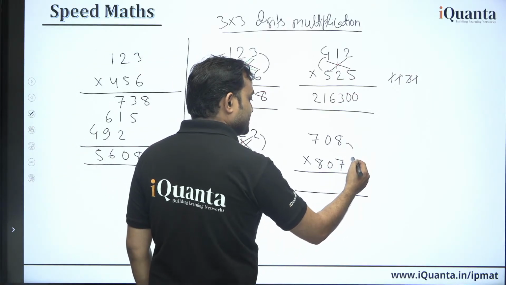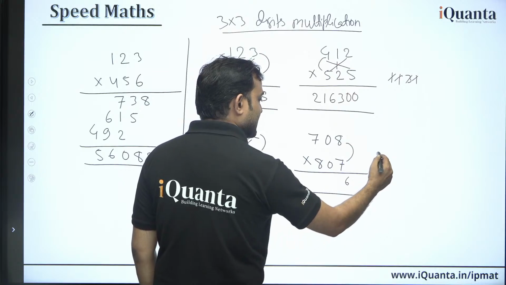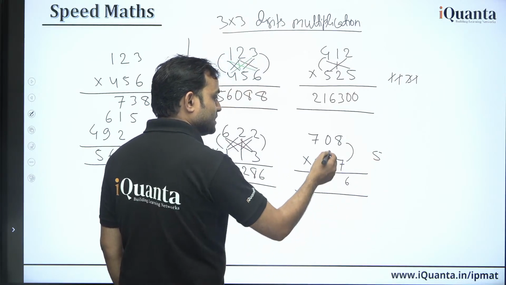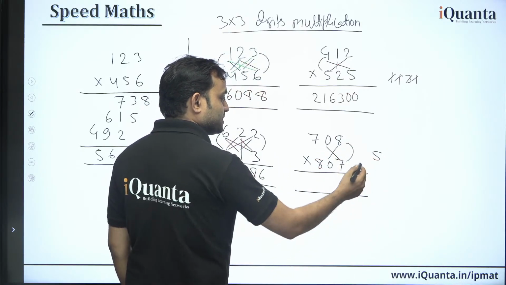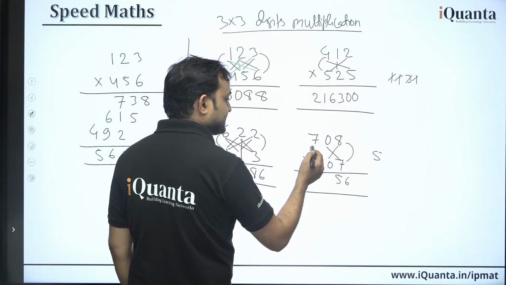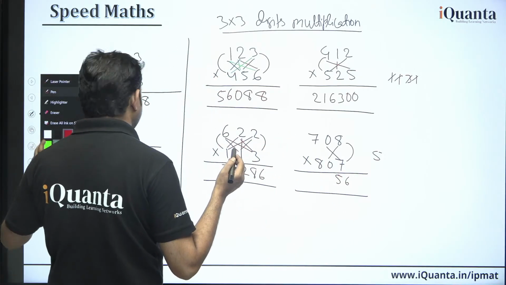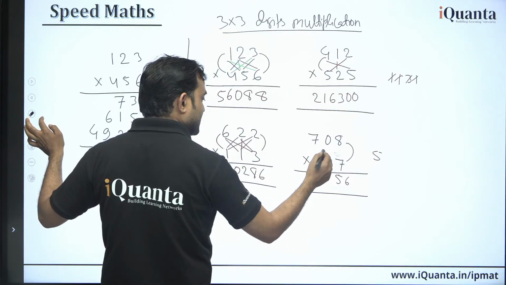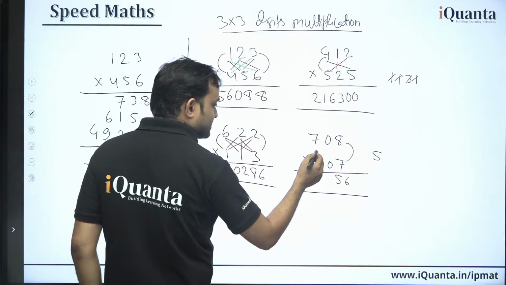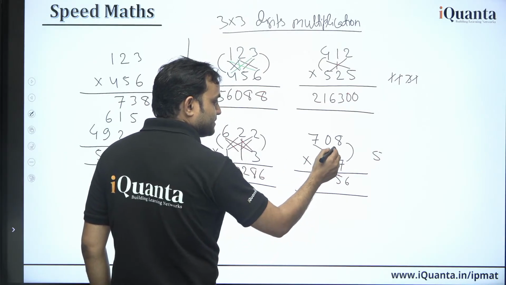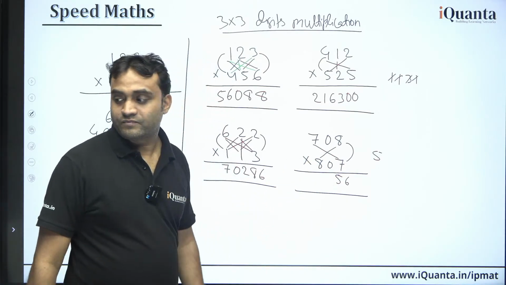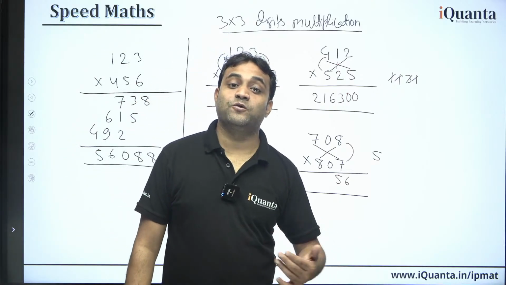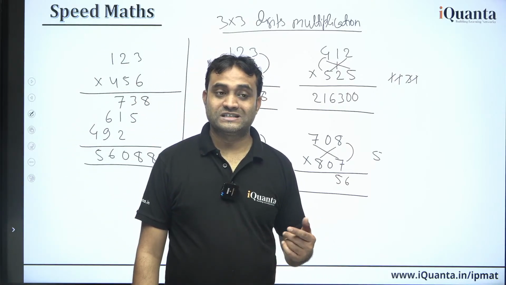7 into 8 is 56. Carried forward 5. This will be 0 plus 5, 56. Then take 3 digits. Dekho, I will mark it with a different color. Okay, let's remove this and then we use it. 7 into 7, 49. 8 into 8, 64. 64 plus 49. What is it? 113.